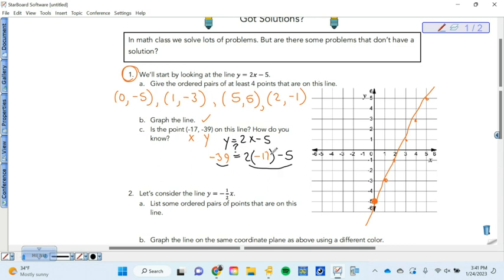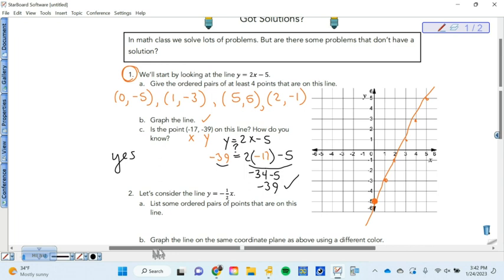So is negative 39 equal to all this? And if I hadn't done this 4 times already today, I wouldn't know what this is off the top of my head. Can we simplify this so it's just one single number? It's 2 times negative 17. Negative 34. What's negative 34 minus 5? Okay. Yeah, negative 39. Is negative 39 equal to negative 39? Yes, it is. So that tells me that yes, this is on the line. It does satisfy the equation.